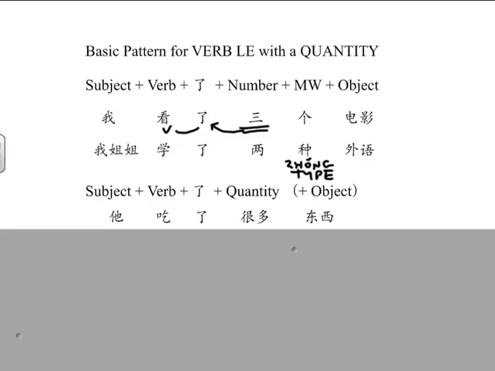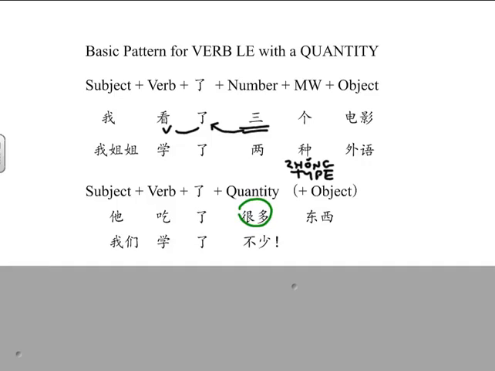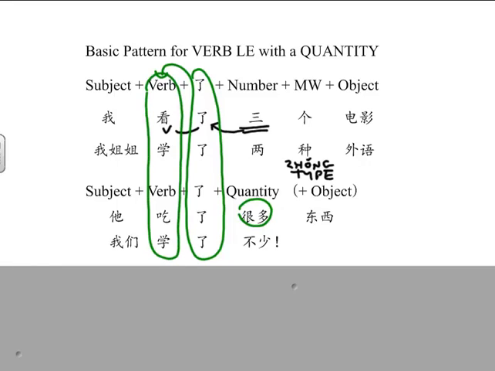So let's read this sentence. 他吃了很多东西. Yeah, he ate a lot of stuff. He ate a lot. Okay, so instead of a number and measure word, we're just simply using the word 很多 just to show a quantity. Okay, and you can also use another word that means 很多. 我们学了不少. We've learned quite a bit. We've learned not a small amount of material. 我们学了不少. And in all cases, the le is going here after the verb. And these are all verbs right here.